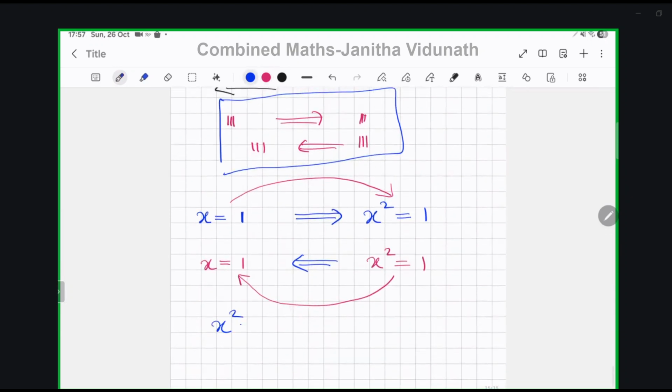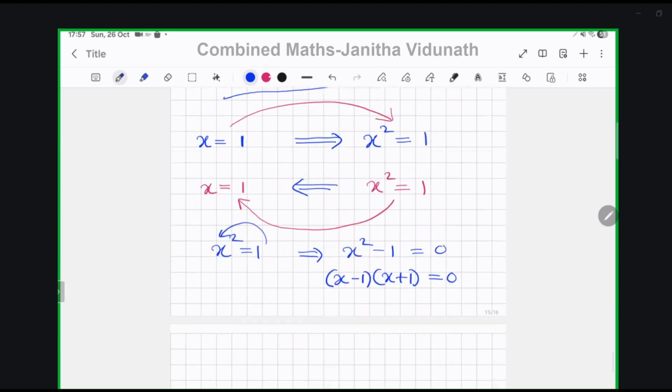Now if x square is equal to 1, we can factorize this. That means x square minus 1 equal to 0, when we move 1 to the left hand side. That means (x minus 1) times (x plus 1) is equal to 0. Then, according to our knowledge of solving equations, for this product to become 0, either x minus 1 should be 0 or x plus 1 should be 0.